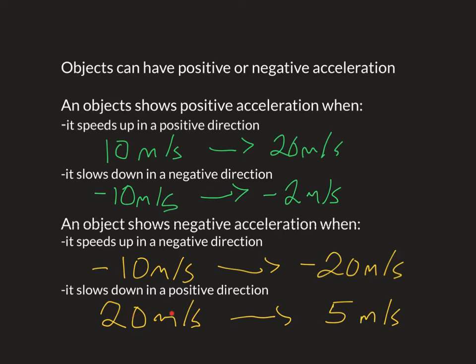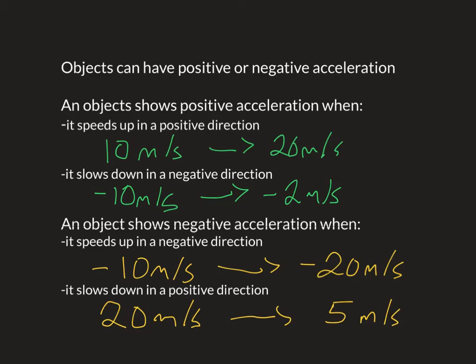So because my number is getting closer and closer to the negative numbers, that is now a sign that this is negative acceleration. So really what you need to be able to figure out, if I give you a speed change, you should be able to tell me whether the thing is speeding up or slowing down based on whether the number is getting closer to zero or further from zero.